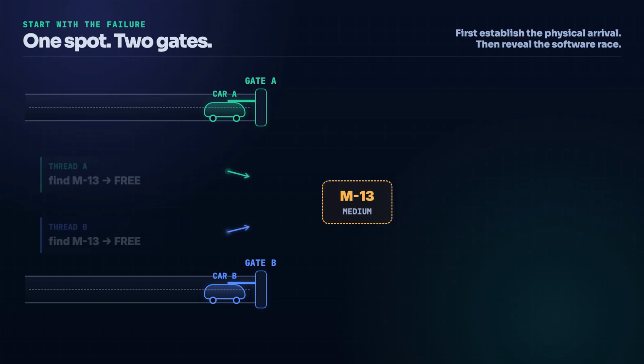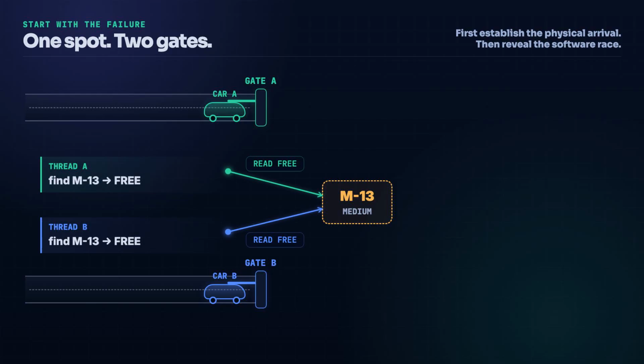Now look at the software. The first version normally has two lines: find an available medium spot, then assign the car to it. The lines look harmless, but watch both threads stop between them. Gate A finds M13 free. Gate B also finds M13 free. Both threads are holding the same answer.